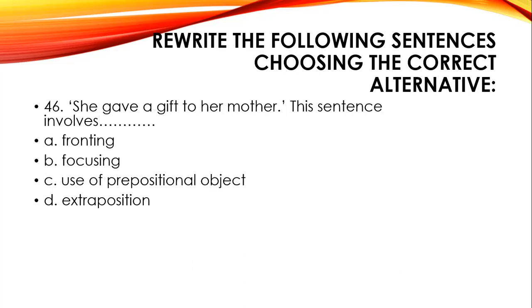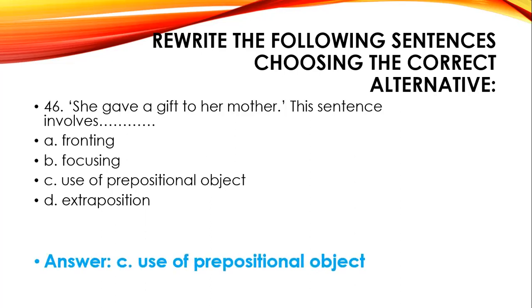She gave a gift to her mother. This sentence involves option A, fronting, option B, focusing, option C, use of prepositional object, option D, extraposition. And the correct answer is option C, use of prepositional object.